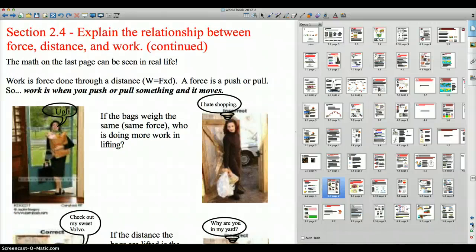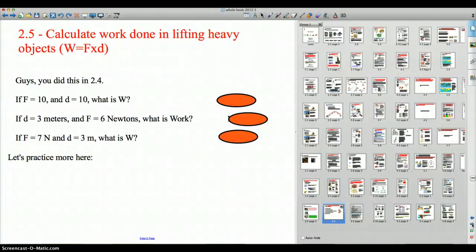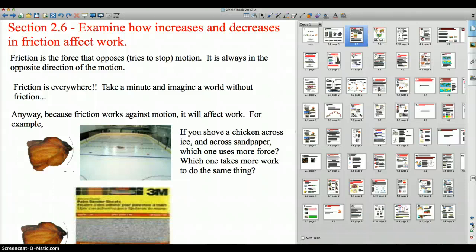All right. Continued. Keep going. Section 2.5. Understand how to multiply. Work equals force times distance, not anything else. Section 2.6. Know that friction always works against motion. It always increases the work because it increases the force it takes to do something.